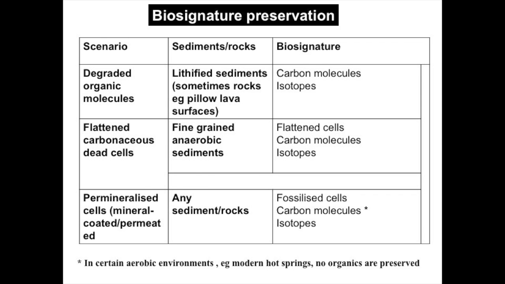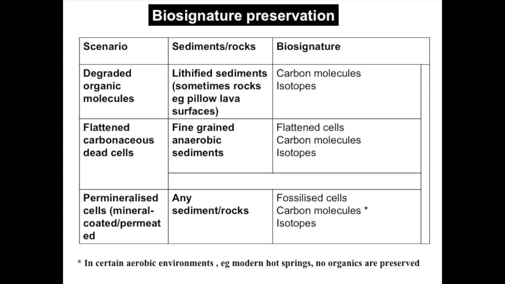And then there are the organisms that are actually replaced by minerals. The replacement can be exquisite, and I'll show you some really beautiful examples. I have to say I'm very subjective because I like this subject. This is my own personal subject, so take me with a pinch of salt. This can happen in any kind of sediments and rock. It can be anaerobic or aerobic. So you can have the fossilized cells, colonies, even structures like stromatolites, and if in anaerobic environments the carbon's preserved, you can analyze the carbon molecules and the isotopes.